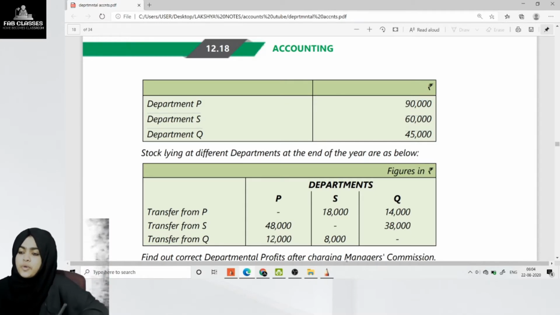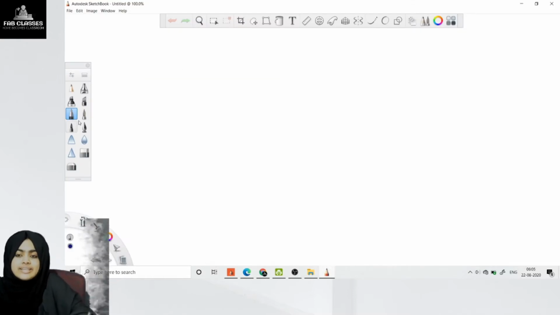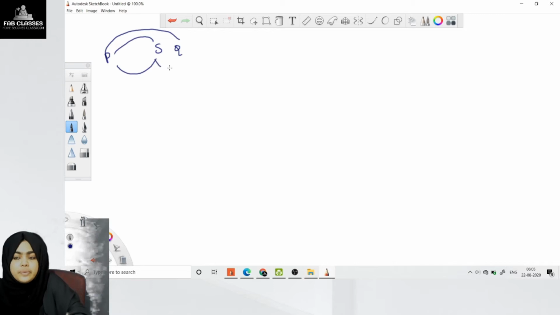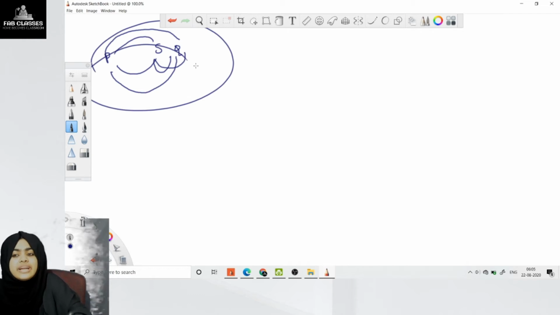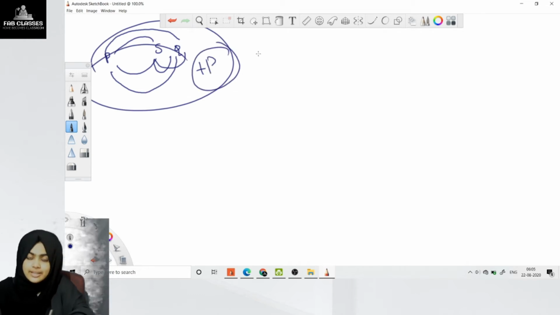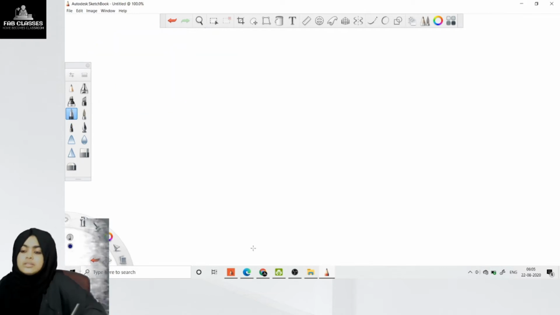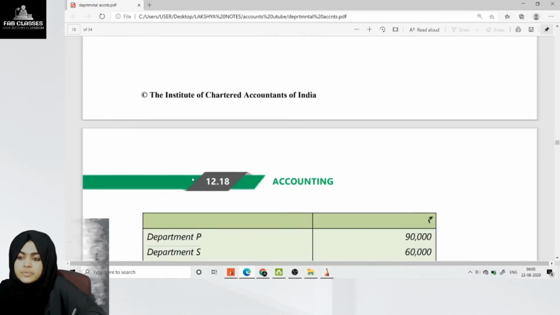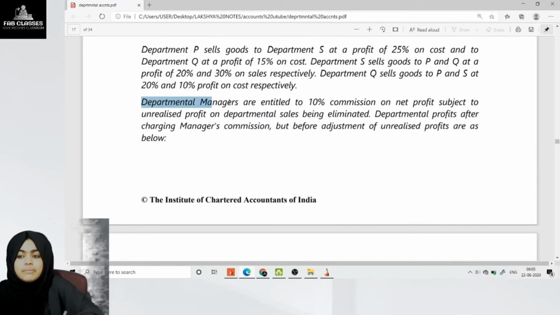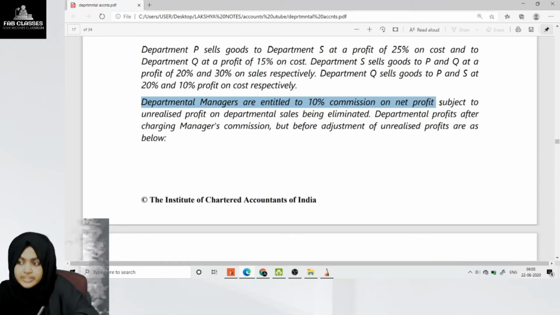So let's explain this properly. As they said, there is interdepartmental transfer. P has transferred goods to S as well as Q. S has transferred goods to P as well as Q, and Q has also transferred goods to P and S, and all these transfers had taken place with a profit component present in them. It is not at the cost price. Let's take this sentence, one of the most important sentences here: the departmental managers are entitled to 10% commission on net profit, subject to unrealized profit on departmental sales being eliminated.